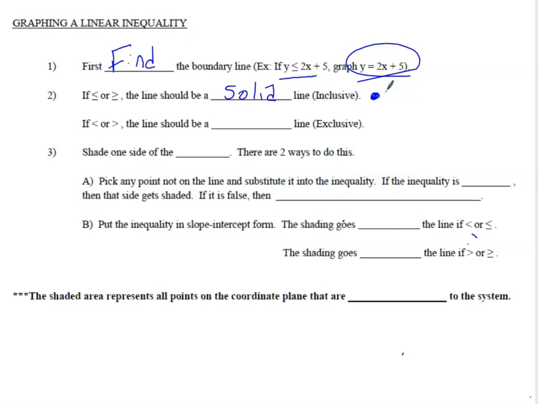And then if it's less than or greater than, we are going to use a dashed or a dotted line. And that's the same case as when we are going to use an open dot.